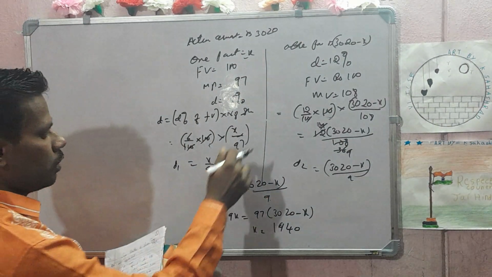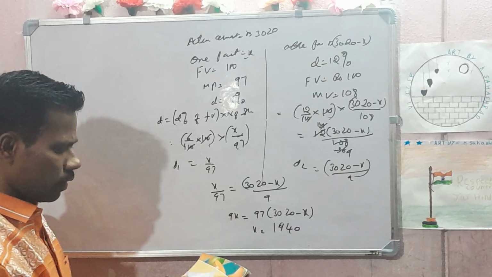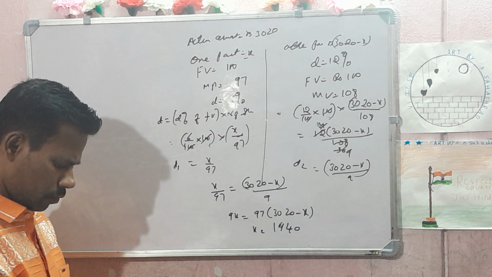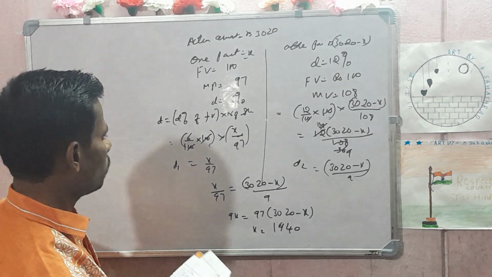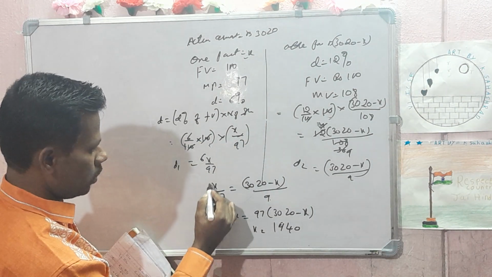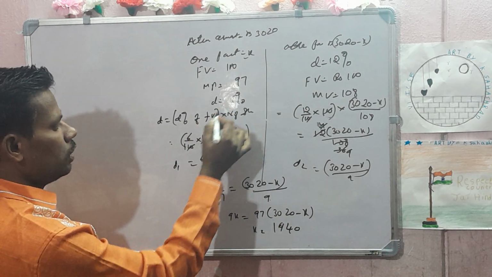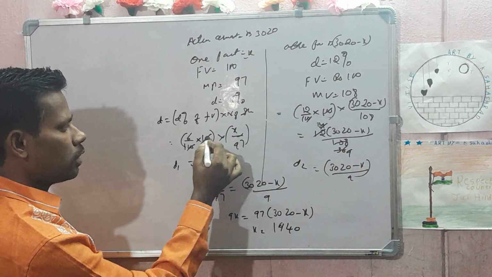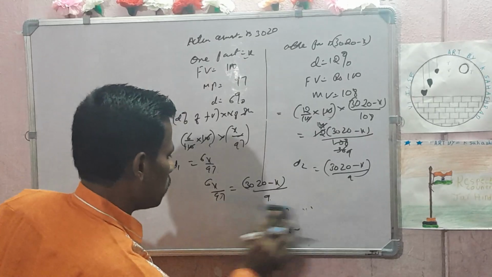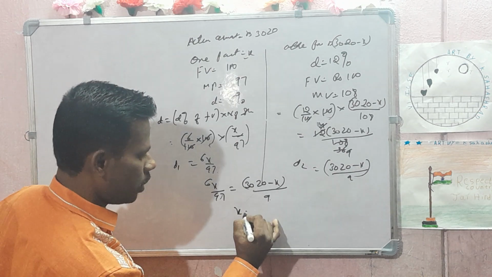Total dividend is asking. So total dividend is nothing but X by 97. I'm sorry, here it is 6, I forgot here 6x. Please make a note of it. This is 6, I forgot here. So 100 cancel, 6x by 97. From this calculate the value of x. You will get it as 1940. Simplification I am not doing.